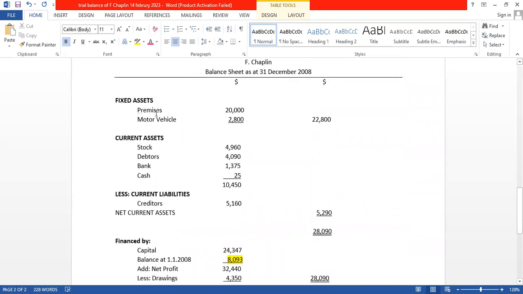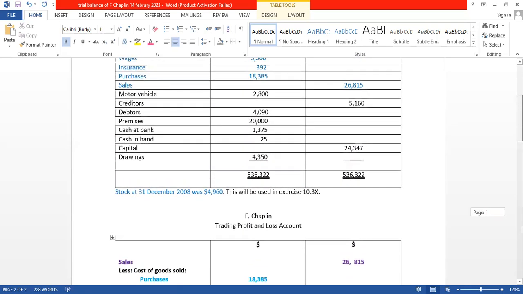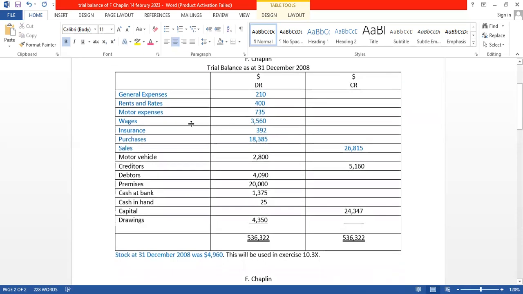So our fixed assets, first thing we're going to put is our fixed assets. And our fixed assets are premises and motor vehicle. Where did we get this 20,000 from and this $2,800? Well, if you scroll back up to the trial balance, you will see everything in the black is what I said would be put in the balance sheet. So looking at those information in the black, you'll see premises right here, and premises is for $20,000. And also, you will need to look for, what was the other figure?